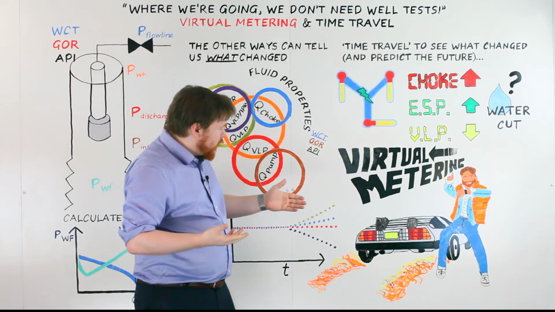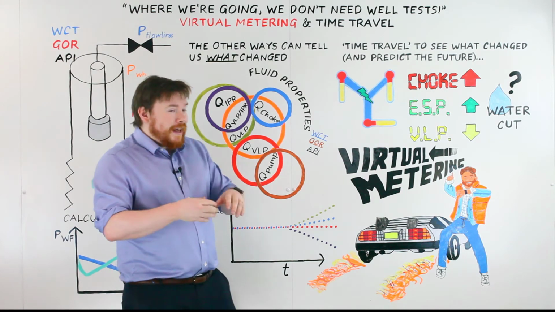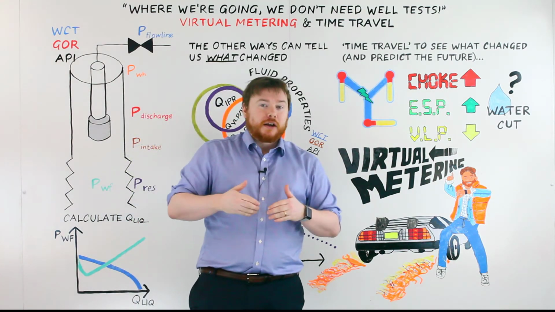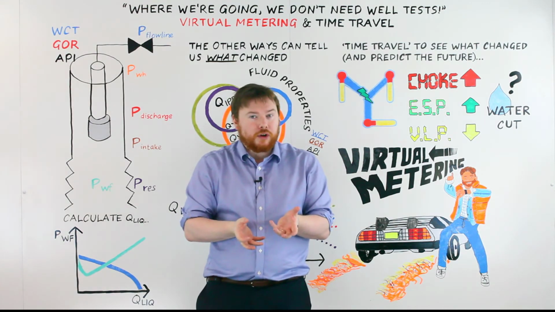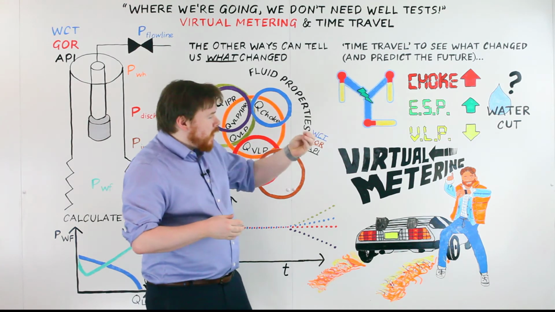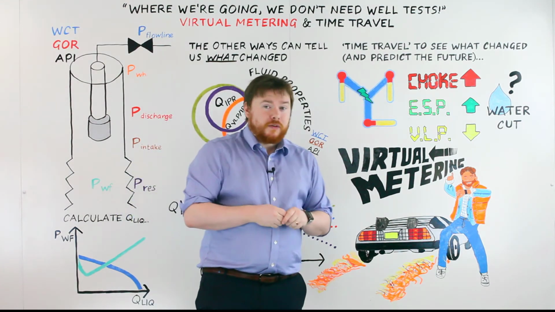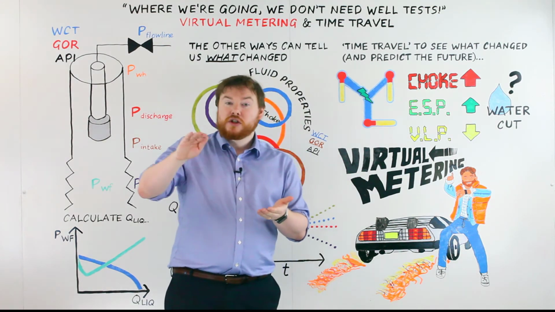So what I'm saying is virtual metering, which is basically what this technology is called, can then be used to help us understand what's happening in the well, even if we have less data, if we don't have the data point of a well test. So we can do that, determine what's going on. We can even use that as part of our future prediction. If the reservoir pressure is going down, that's a trend that might continue. Same with the water cut.